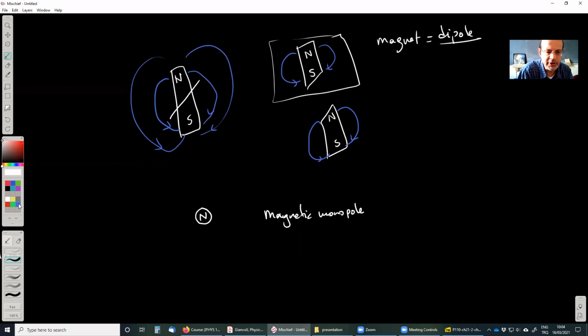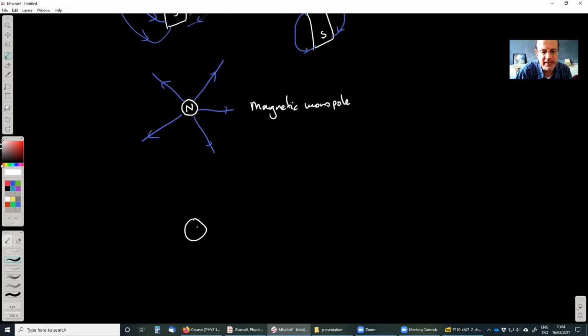As I said, I'm going to talk about these. So if we had this kind of particle, that would produce magnetic field lines, and then it would be something like that. Or we might have a magnetic monopole, which is composed of a south pole only.